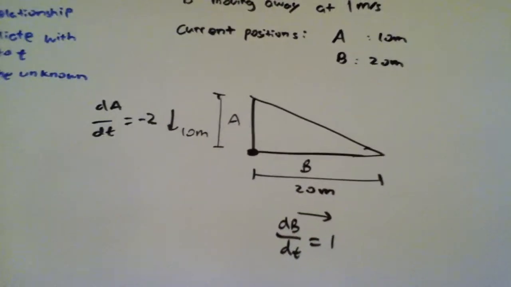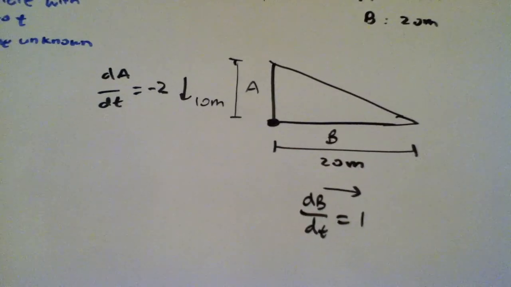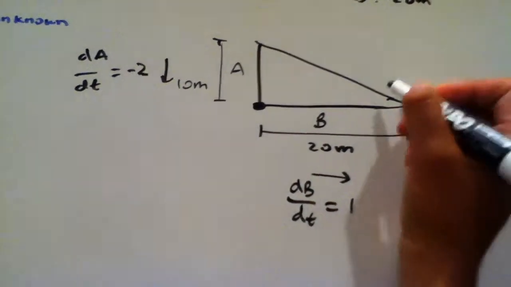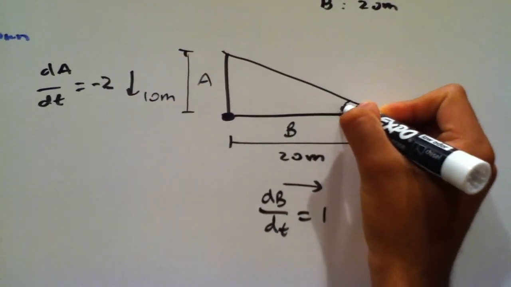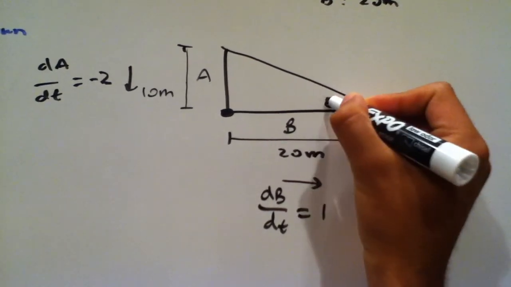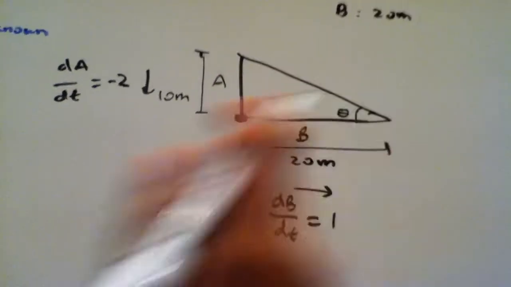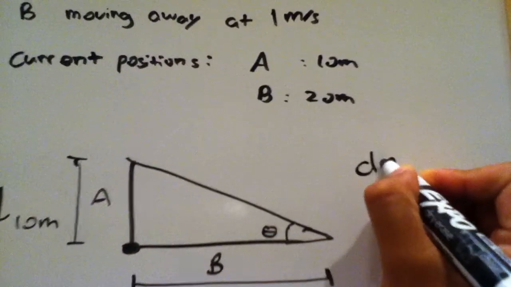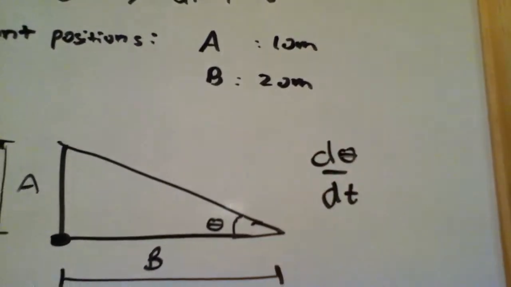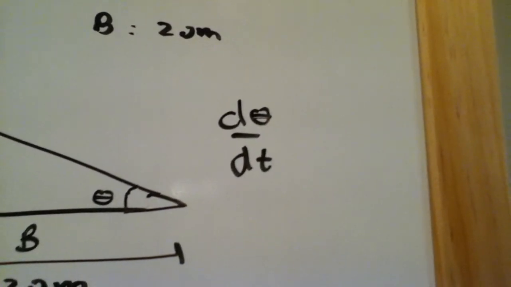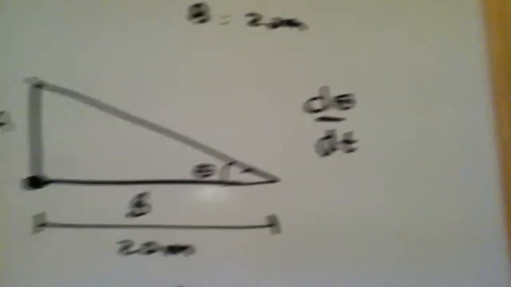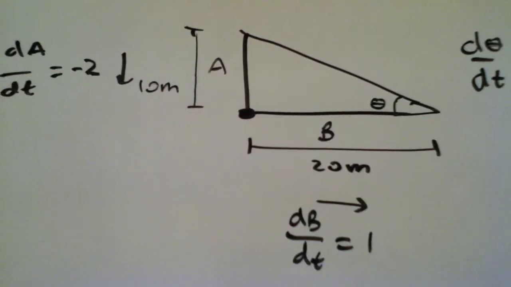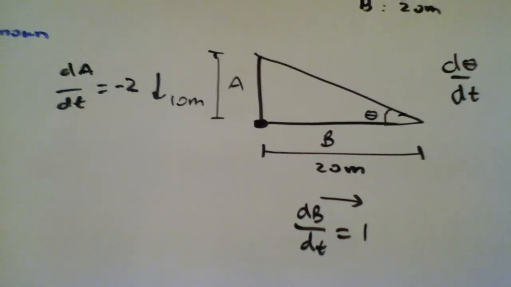And so what we have to do now is, again, find a relationship between A, B, and theta, which is the angle that we are measuring against. We want to find the change of the angle with respect to time as these two objects move towards and away from each other. So let's begin finding the actual relationship.